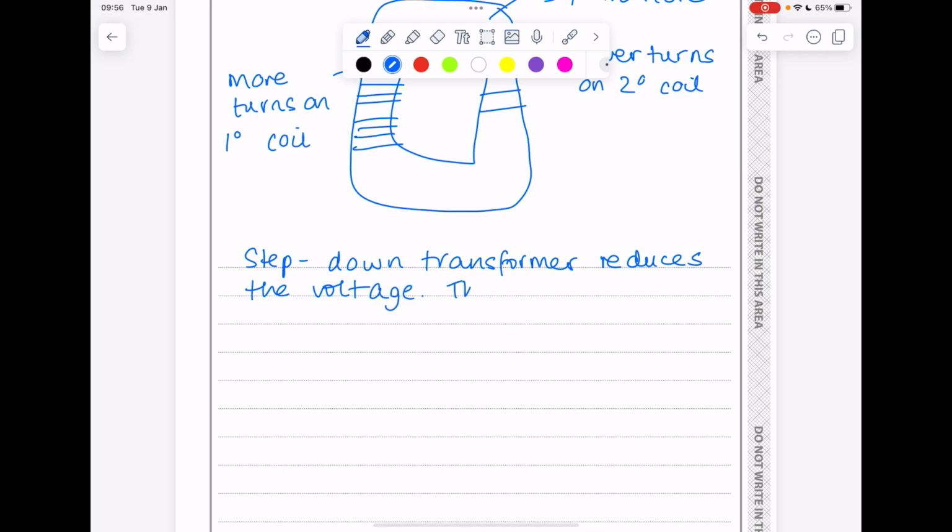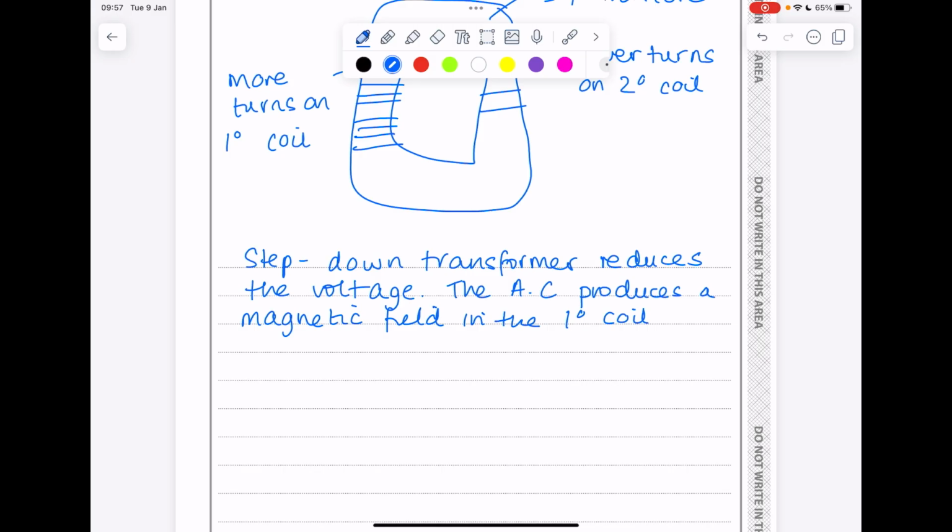So the alternating current produces a magnetic field in the primary coil. We get a mark for just pointing out that it's an alternating current, because remember, direct current won't allow the transformer to work.